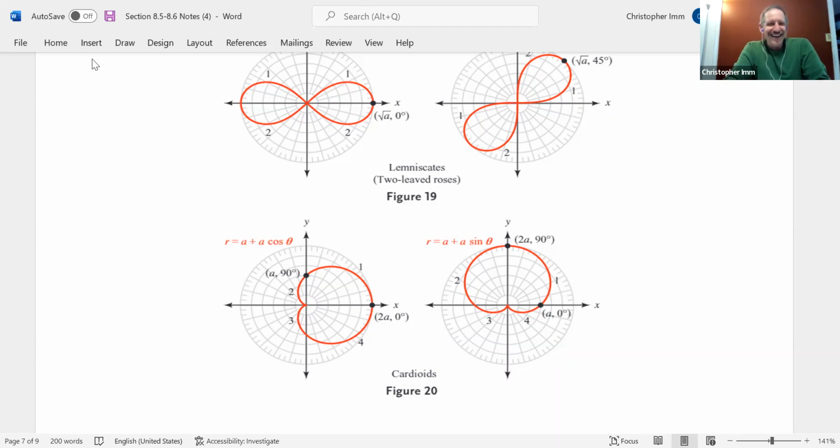So these are sort of weird, neat graphs that you could never ever get if you were graphing with rectangular coordinates. A lot of these things sort of do occur in nature.